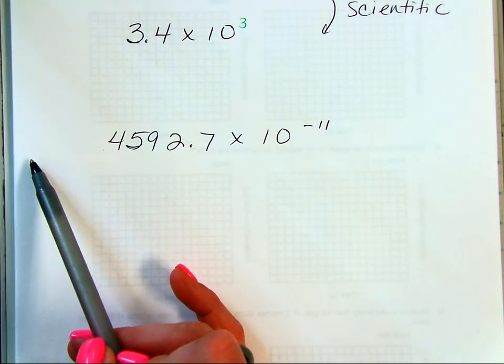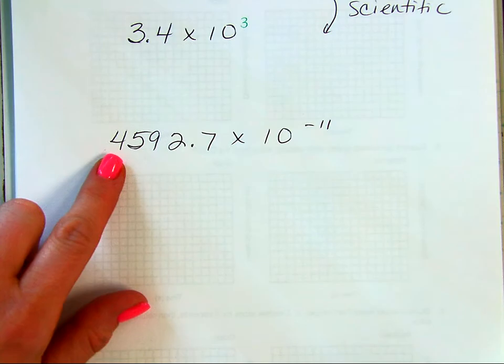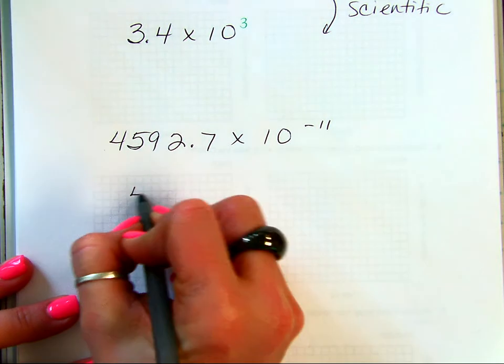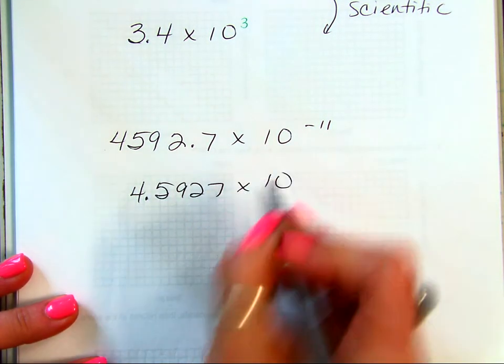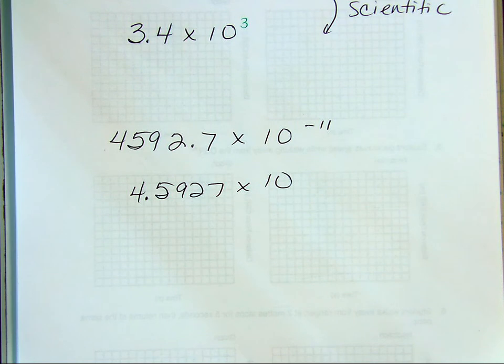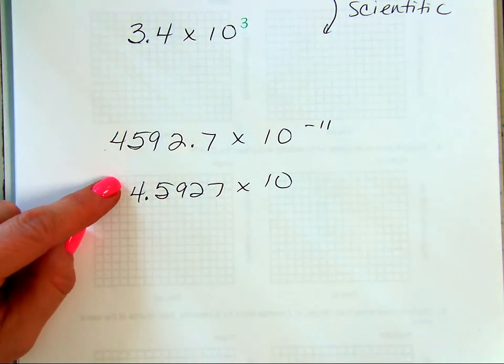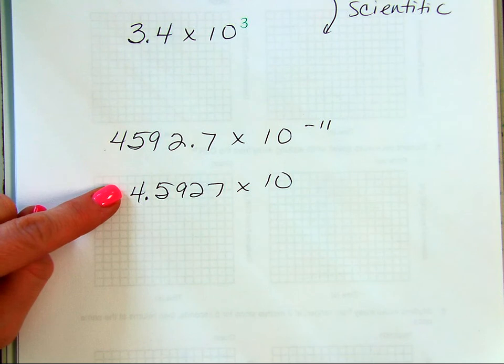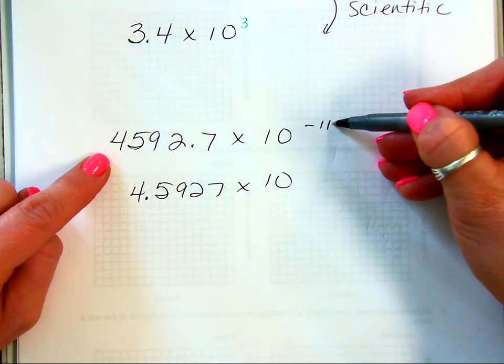But what if I asked you to put it in scientific notation? You might look at it and say, it already is. No, it's not. I need it to be 4.5927. So what did I do with that number? Did I make this number smaller or larger? I made it smaller by 3 places. So I need to make this one bigger by 3 places.